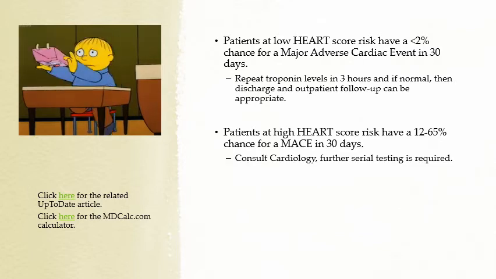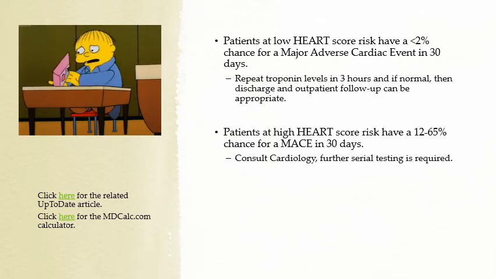If they come in with the initial troponins and then the troponins at 3 hours and they're still negative, patients at this point who have a high heart score, well, they have a 12 to 65% chance for a major adverse cardiac event in 30 days. So at this point, consult cardiology and figure out what they would prefer. And there's general things on what people like to do here, but definitely cardiology is going to be on board for this one.